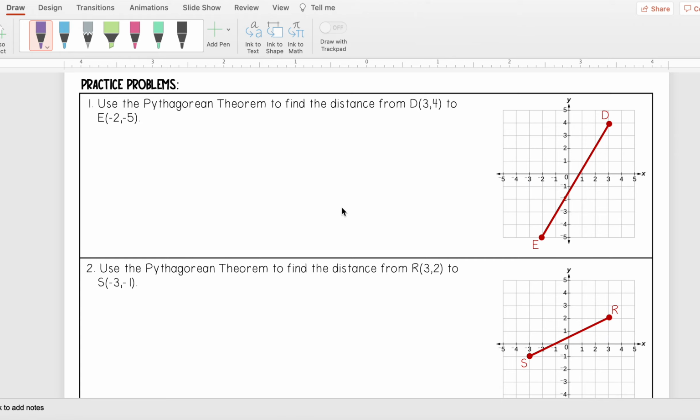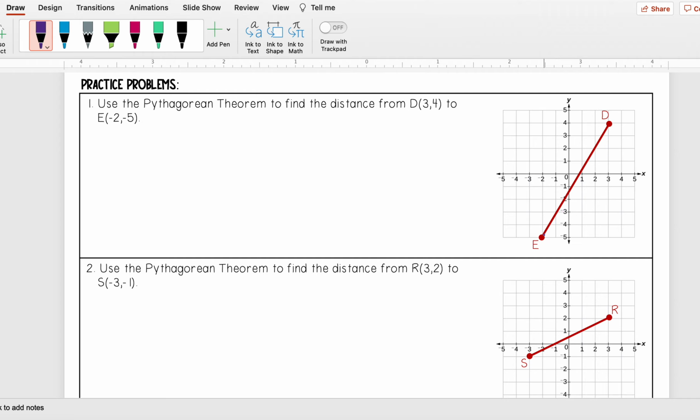So in this video, we're going to be looking at some examples of using the Pythagorean theorem to find the distance between 2 points. So for number 1, I want to use the Pythagorean theorem to find the distance from D, which is the point (3, 4), to E, (-2, -5). Again, like we saw in our previous video, the distance is really the same thing as length. So really this is asking us to find the length of DE.